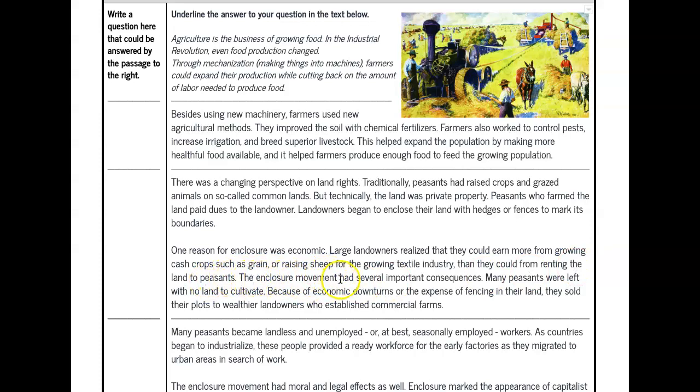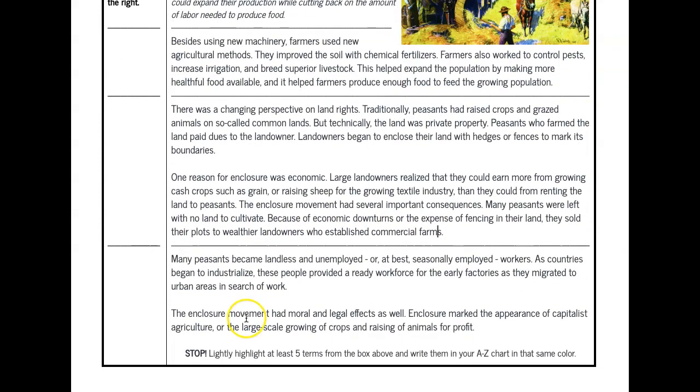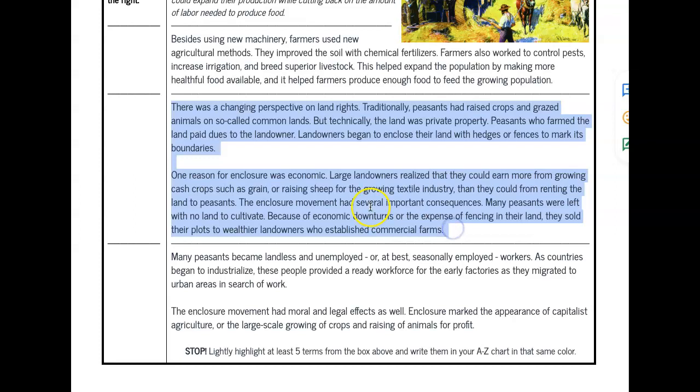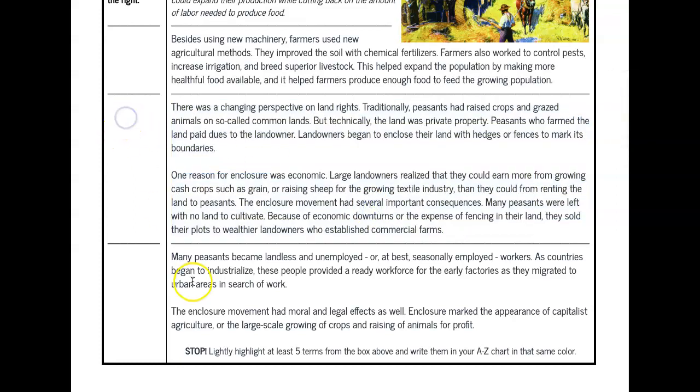The enclosure movement had several important consequences. Many peasants were left with no land to cultivate. Because of economic downturns or the expense of fencing in their land, they sold their plots to wealthier landowners who established commercial farms. Again, you're going to pause here. Think of one question that could be answered by any one fact on this side. Underline the fact, write the question here.